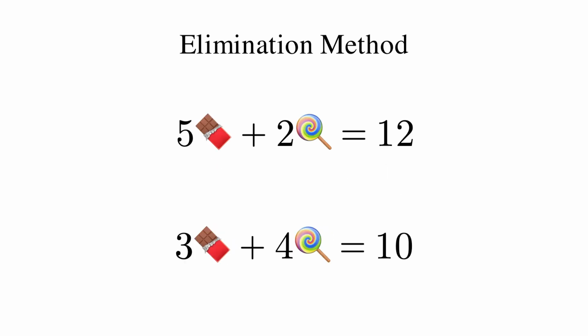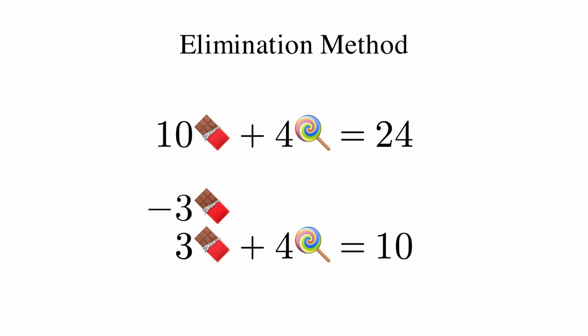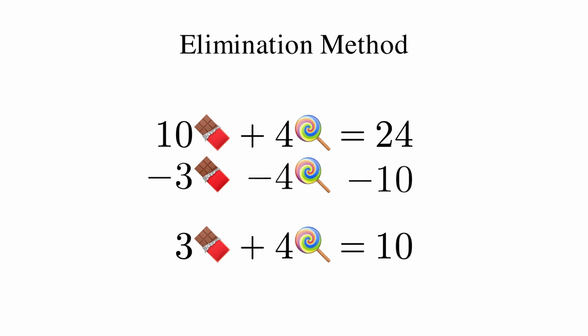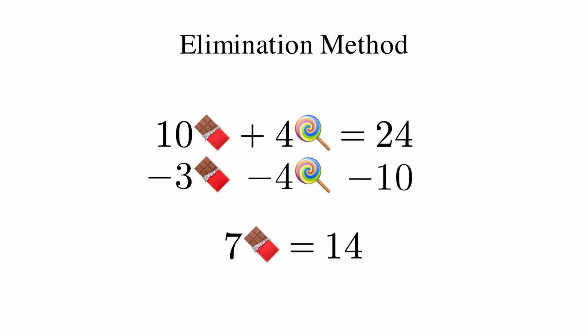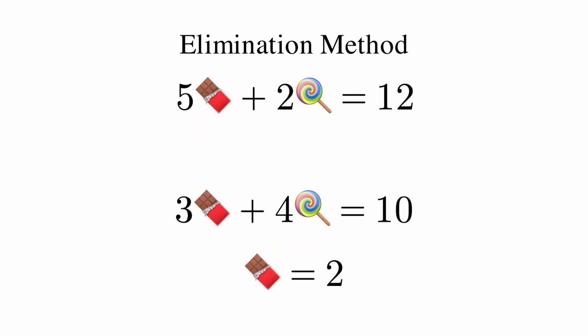But what if we double the quantity of the first equation? For example, 10 chocolate bars plus 4 lollipops equals $20. That way, when we go to subtract our equations again, we eliminate the lollipops as they cancel each other out. Therefore, we are left with the equation 7 chocolate bars equals $14, meaning that the price of a chocolate bar is $2. Now, how we find the price of a lollipop gets interesting.